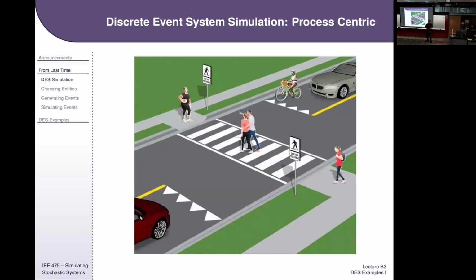Well, if you already know what the entities are, you already know what the activities are, the events are the things at the boundaries of the activities. So an activity is like someone's crossing the crosswalk. Well, the events are: someone entered the crosswalk, that's an event. Someone left the crosswalk, that's an event. A car entered the crosswalk area, that's an event. A car left the crosswalk area, that's an event. A car arrives to this waiting area, that's an event.